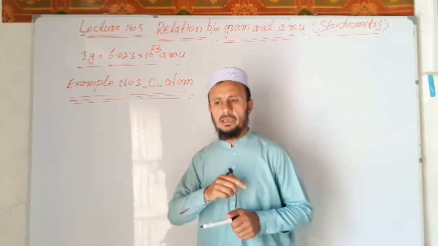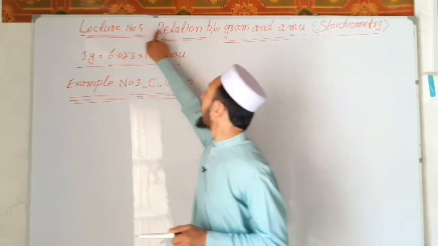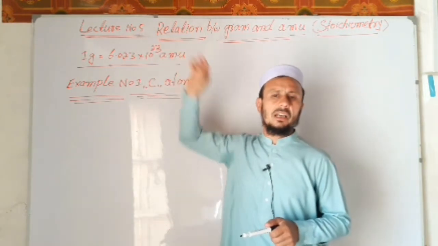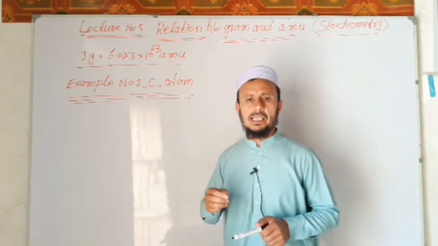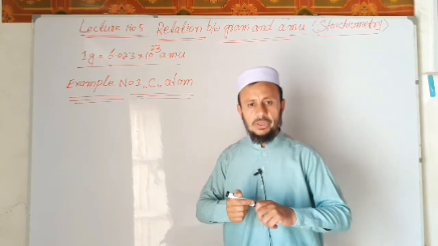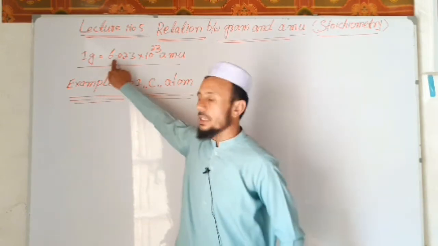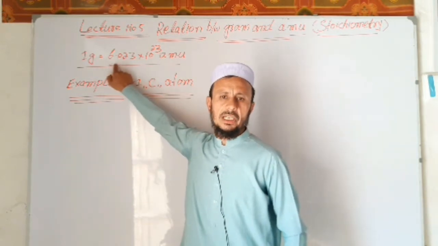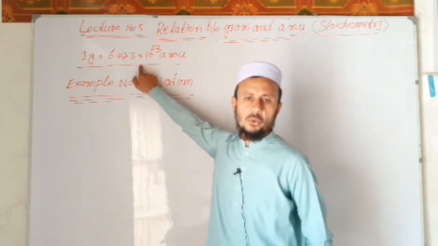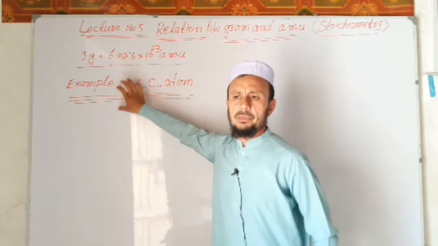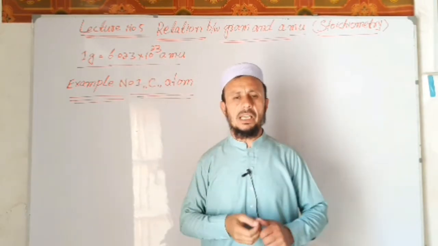We are present here with lecture number 5, which is the relationship between gram and a.m.u. Dear students, in this lecture we will derive that 1 gram is equal to 6.023 multiplied by 10 raised to the power of 23 a.m.u. This relation will be derived with the help of 3 examples.